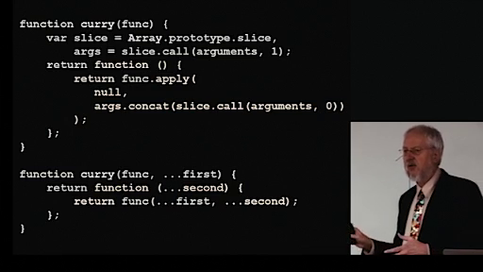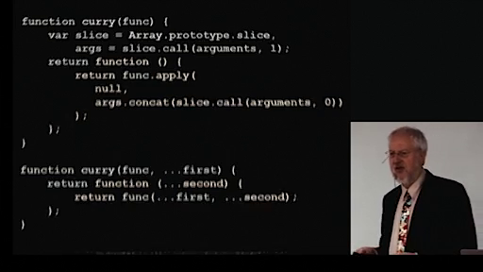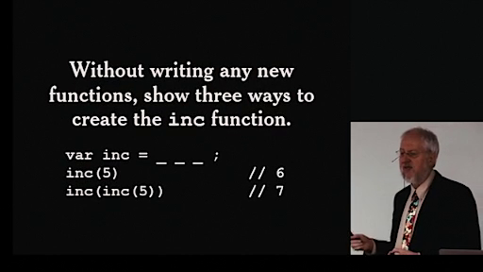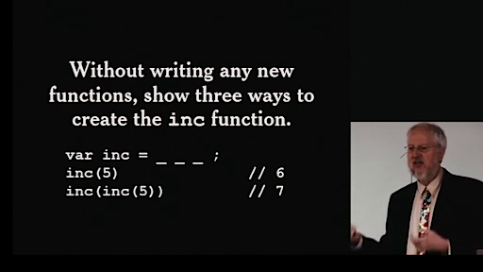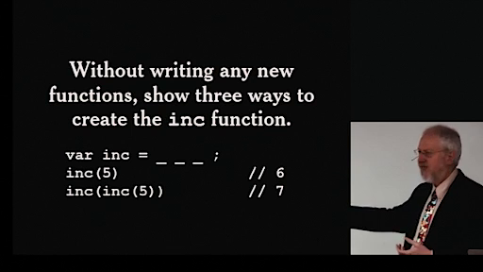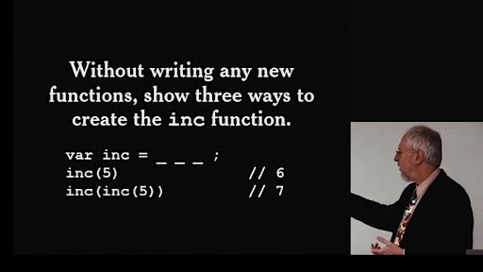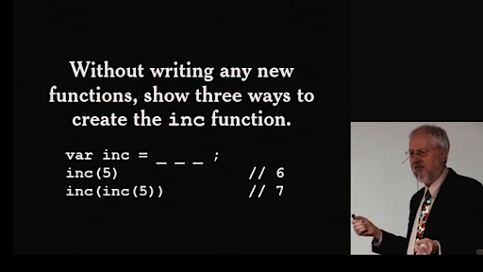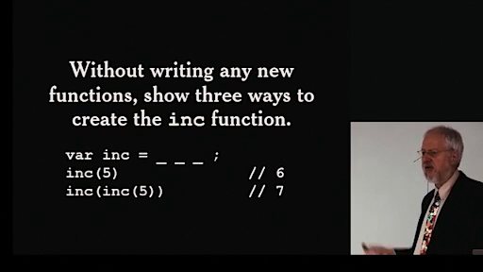This next problem is going to be a little bit different because you are not going to write any new functions. Instead, you're going to be using functions that we have already written. So without writing any new functions, show 3 ways to create the inc function. The inc function adds 1 to a number and returns it. So if you pass 5 to inc, it'll return 6. And so you're going to call a function which will create the inc function. And you're going to show 3 different ways to do that using functions you've already written.